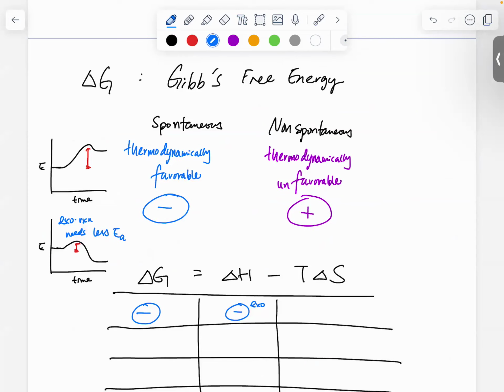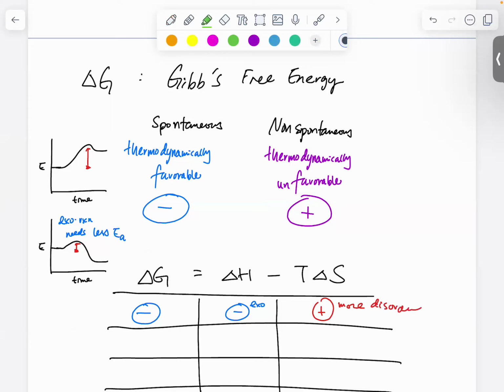And then what about delta S? Is it more spontaneous to be more chaotic, more disorder, or is it more spontaneous to have less disorder? More disorder, right? Just look at this room. It was clean, and then it gets messier after time. So therefore, you want to have a positive delta S. Okay, we have more disorder.